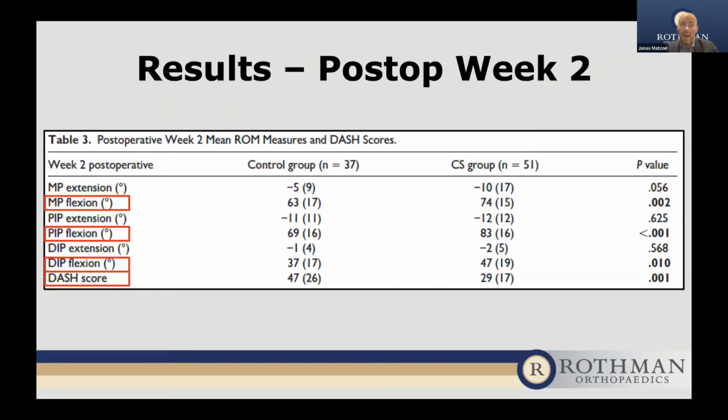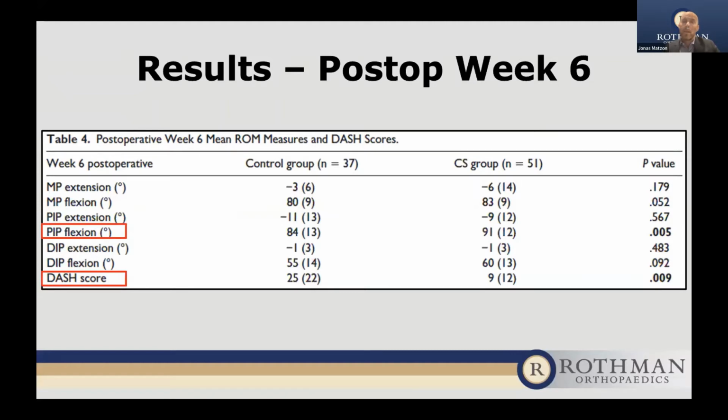As we followed this out, at 6 weeks, the differences started to get smaller. What was significant at 6 weeks was PIP flexion, which was 7 degrees greater than the control group. But the DASH score held strong with a 16-point difference or less.